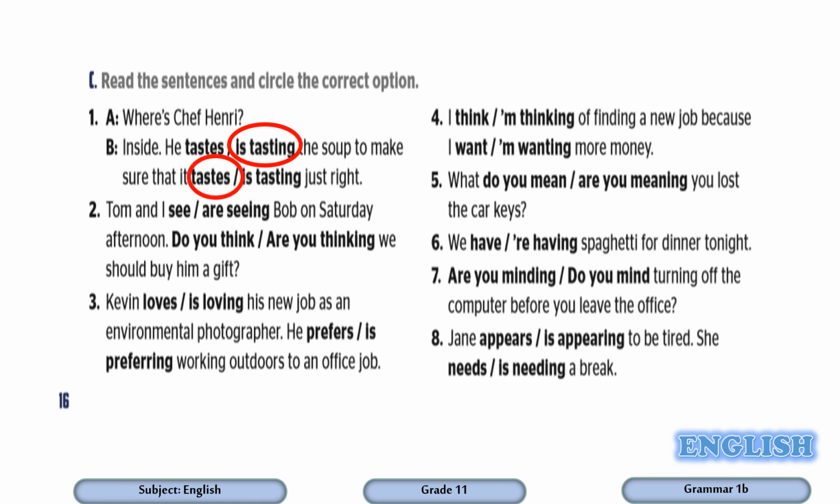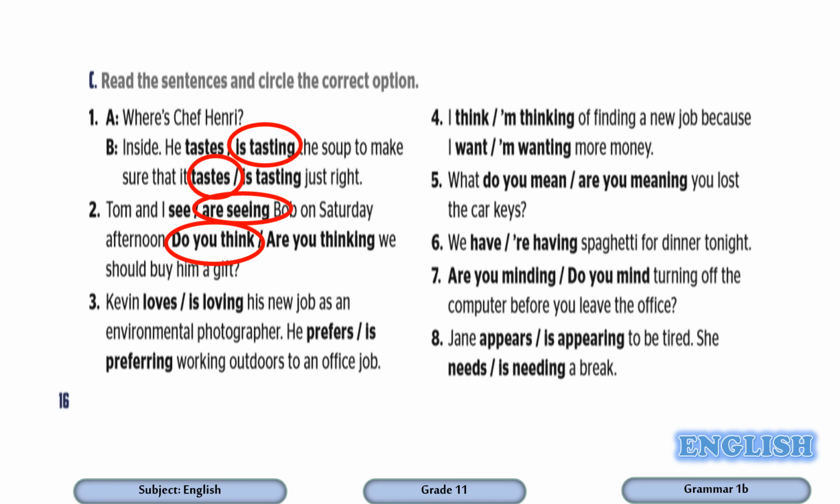Number 2, Tom and I see or are seeing Bob on Saturday. Now let's focus on see here. The meaning means we are visiting Bob on Saturday. So it's an action verb. And we put the progressive because it's an action verb for arrangements also on Saturday. Do you think or are you thinking we should buy him a gift? We are asking about opinion here. And in the opinion verbs, we use the present simple, do you think?